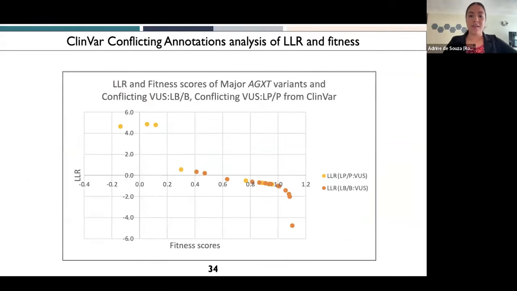Finally, I have the conflicting annotations on ClinVar, and I looked at the log likelihood of pathogenicity on the y-axis and the fitness scores on the x-axis. We can see there is a class of variants, the yellow, that have conflicting VUS or pathogenic annotations, with a very high likelihood of being pathogenic and very low fitness scores. On the other hand, another group has conflicting annotations towards benignity and shows higher fitness scores but low likelihood of pathogenicity. So this is very exciting to see this trend when we look at all the cohorts.